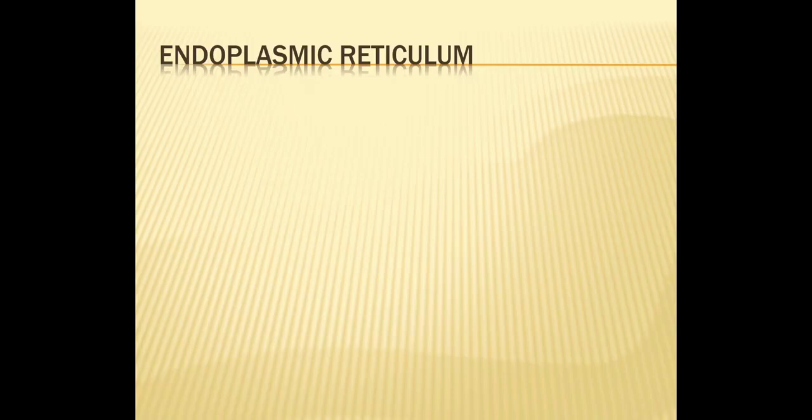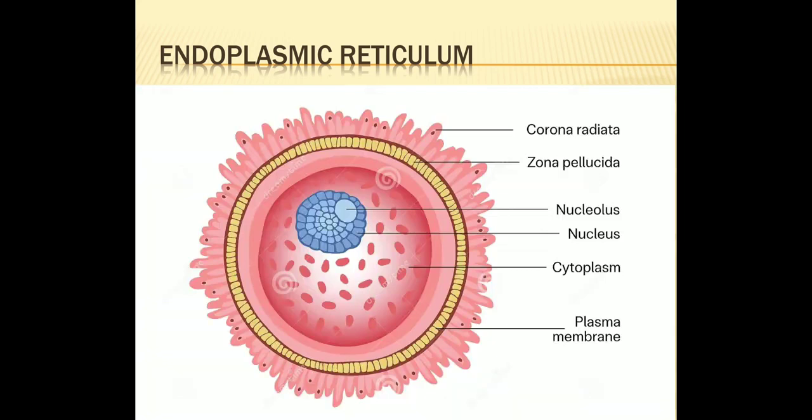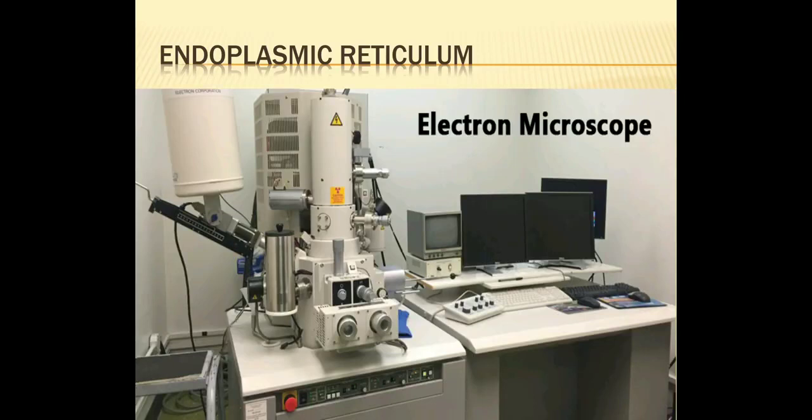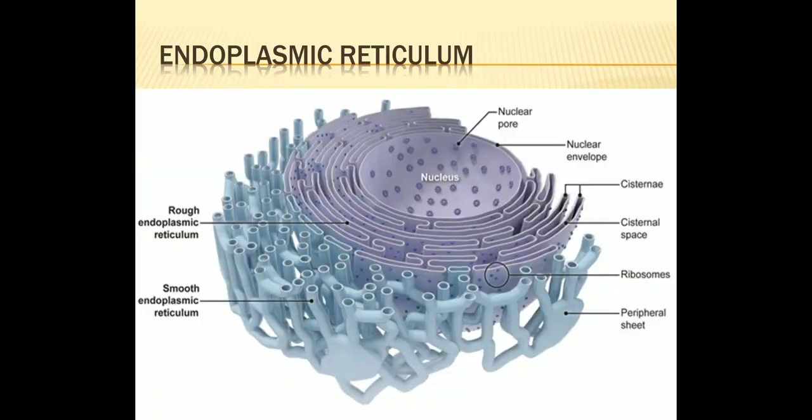This endoplasmic reticulum is present in all eukaryotic cells except ova and mature RBCs. Under electron microscope, this endoplasmic reticulum appears like a network of membranous tubules and sacs called cisternae. It forms more than 50% of the total membrane of a eukaryotic cell.